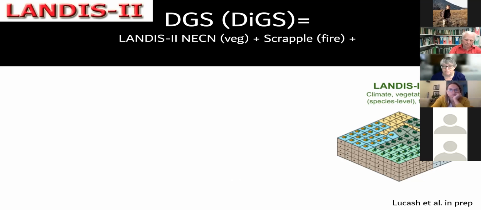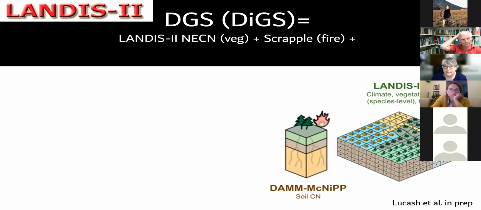Oh, I could say a lot more about Landis, and fire, but basically we use that species, spatially explicit vegetation and fire model. And then we pulled out the previous soil carbon and nitrogen model that was in Landis, which was the original Bill Parton soil century model, and instead inserted in DAM MC-NIP, which is Rose Abramoff and Adrian Finzi's model of soil carbon nitrogen dynamics.